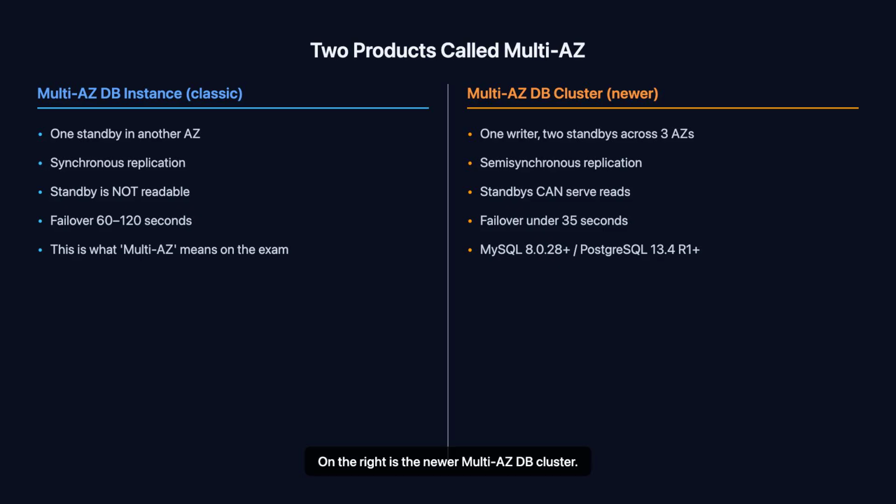On the right is the newer multi-AZ DB cluster. That one has a writer plus two standbys spread across 3 zones using semi-synchronous replication. And here the standbys can actually serve reads, with failover under 35 seconds. It's a different product, available on MySQL 8.0.28 or later, and PostgreSQL 13.4 R1 or later. The takeaway: unqualified multi-AZ means the non-readable standby on the left.